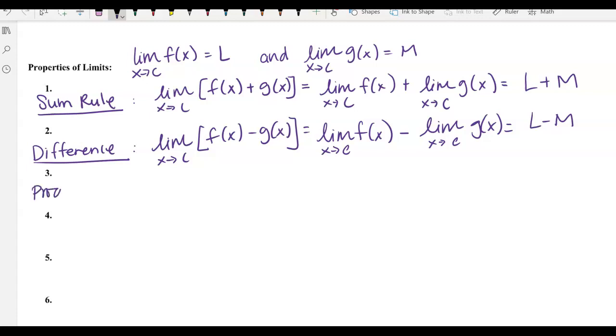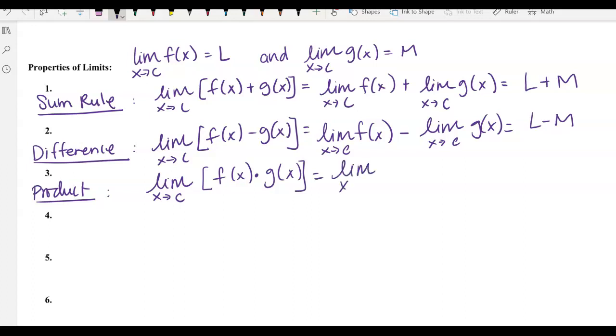And same goes for product. The limit as x approaches c of f of x times g of x, we can break it up. We find the limit as x approaches c of f of x first, then find the limit as x approaches c of g of x. Once we have the answers, we multiply the product of each.